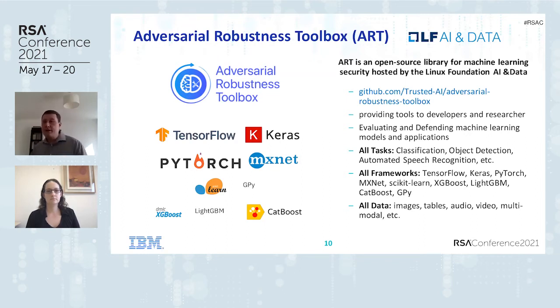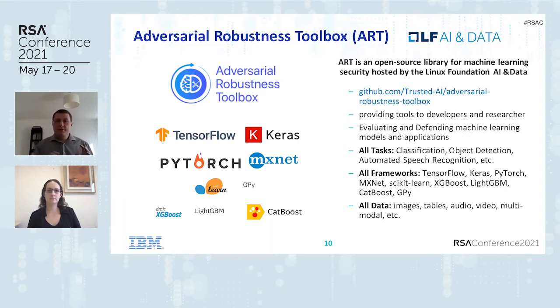Now, ART started as an image classification toolbox, but has since grown and been extended to cover all possible machine learning tasks, including object detection and automated speech recognition. And it's still growing into other tasks. ART is also framework independent, so it supports all popular frameworks, including TensorFlow, PyTorch, Scikit-learn, and many more. ART started with images, but has pretty soon grown into supporting tabular data, and recently also audio and video data, and even multimodal data combinations.